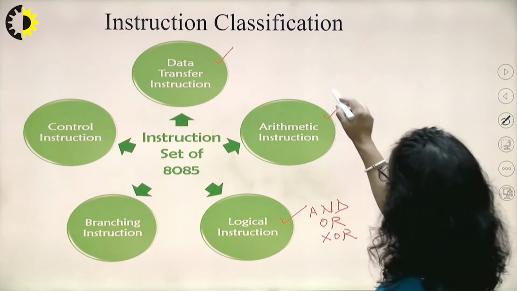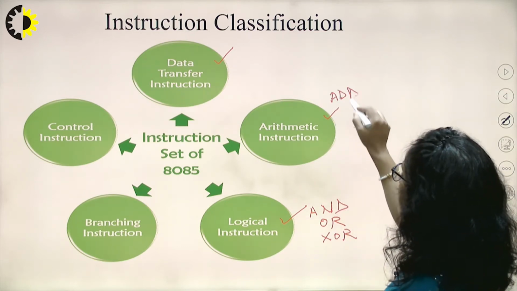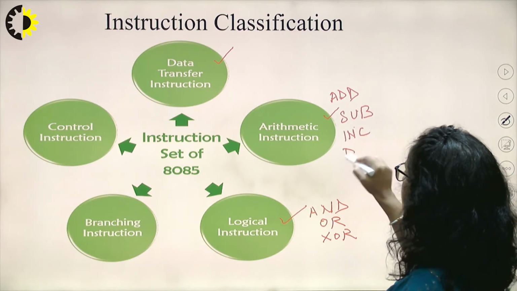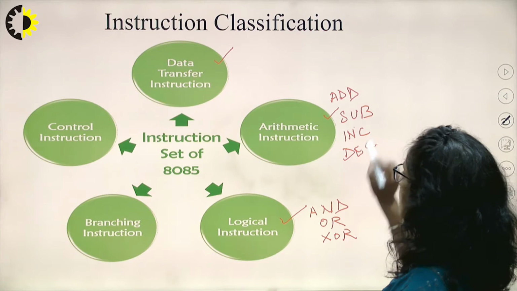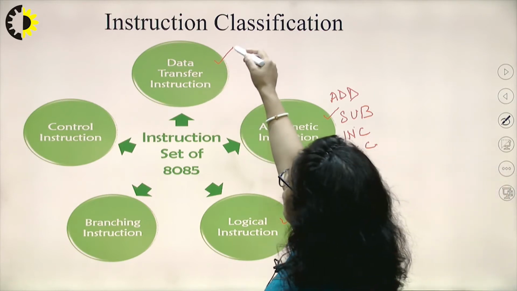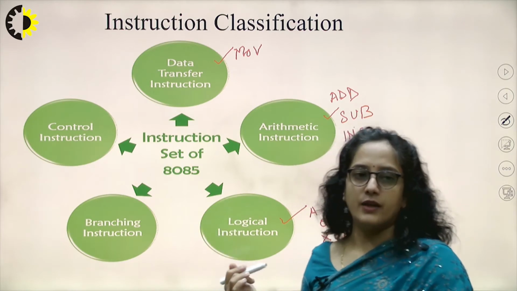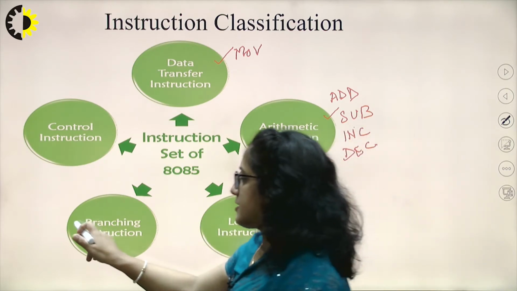Here it is add, subtract, all the arithmetic operations, increment, decrement. Data transfer means we have to copy, or you can say move. So there are different instructions, and we will see them one by one. Then there is the branching instruction.